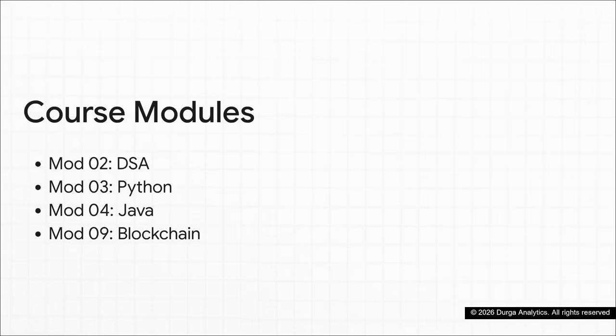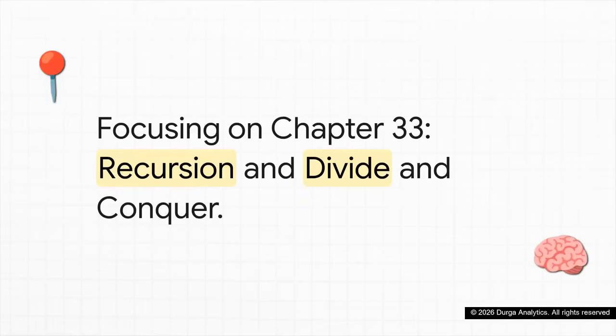Finally, we scale up with Module 7 for full-stack development, Module 8 for application engineering, and Module 9 on blockchain mastery. It is a wildly comprehensive track, but always remember, everything we cover connects directly back to building code that actually ships. So where are we right now?